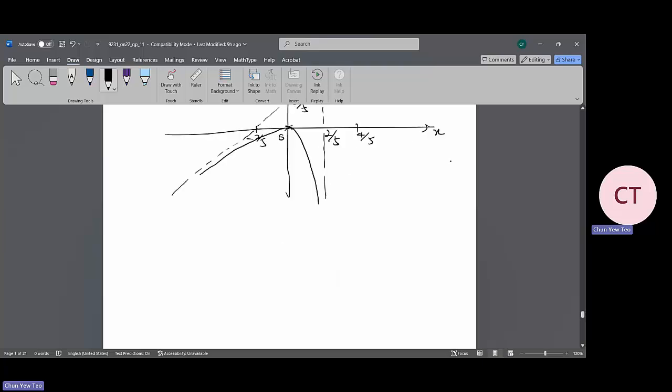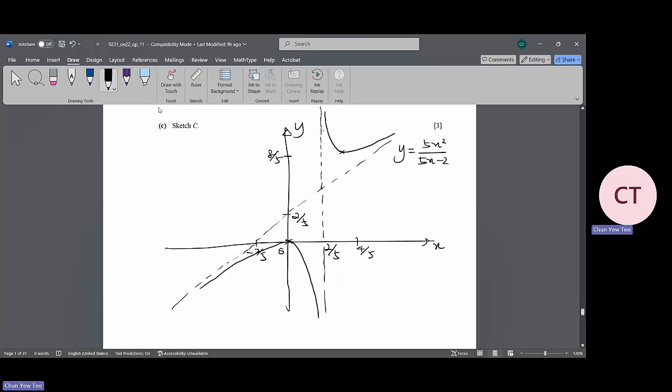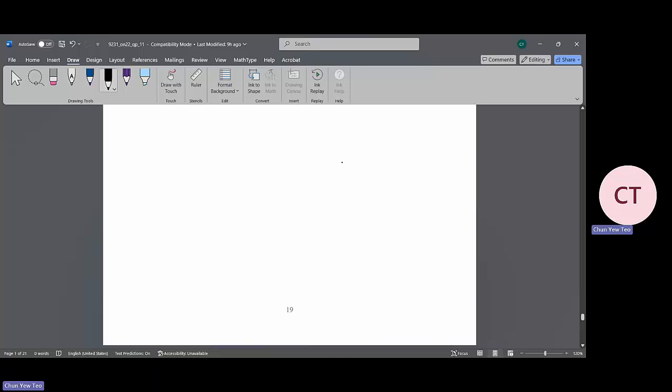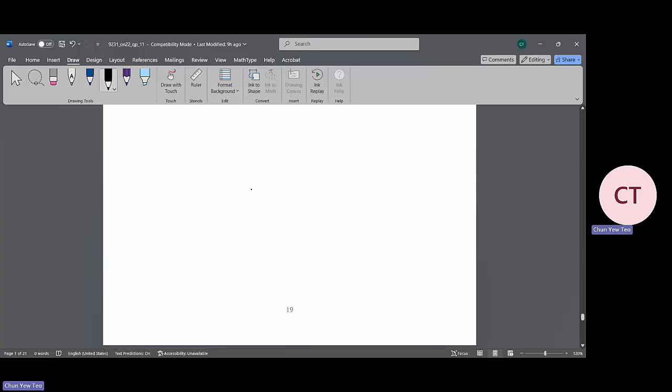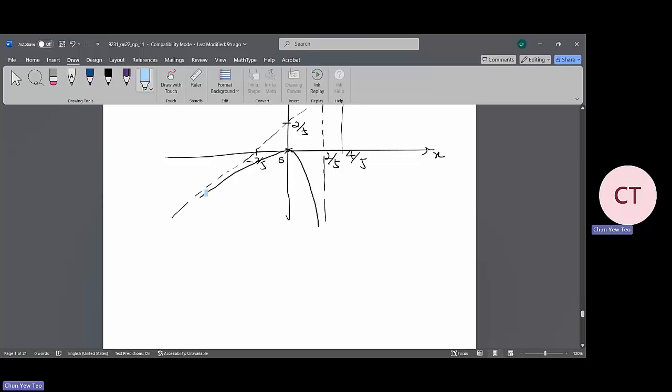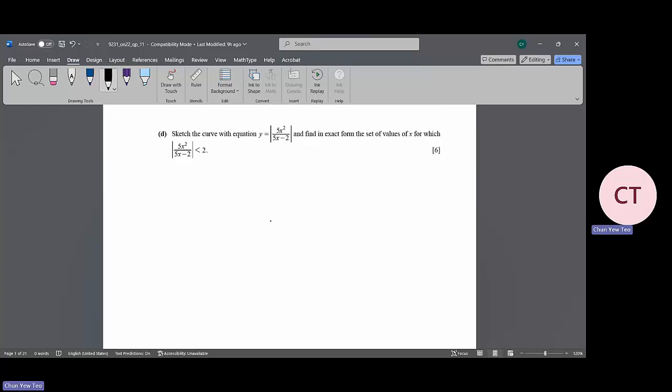Now we're moving on to part D. Over here, I think it's 4 over 5. Now moving to part D, we want to sketch the graph of the modulus of the graph just now. Modulus means all the parts below the x-axis have to be reflected about the x-axis. If you reflect about the x-axis, your graph will look like this.